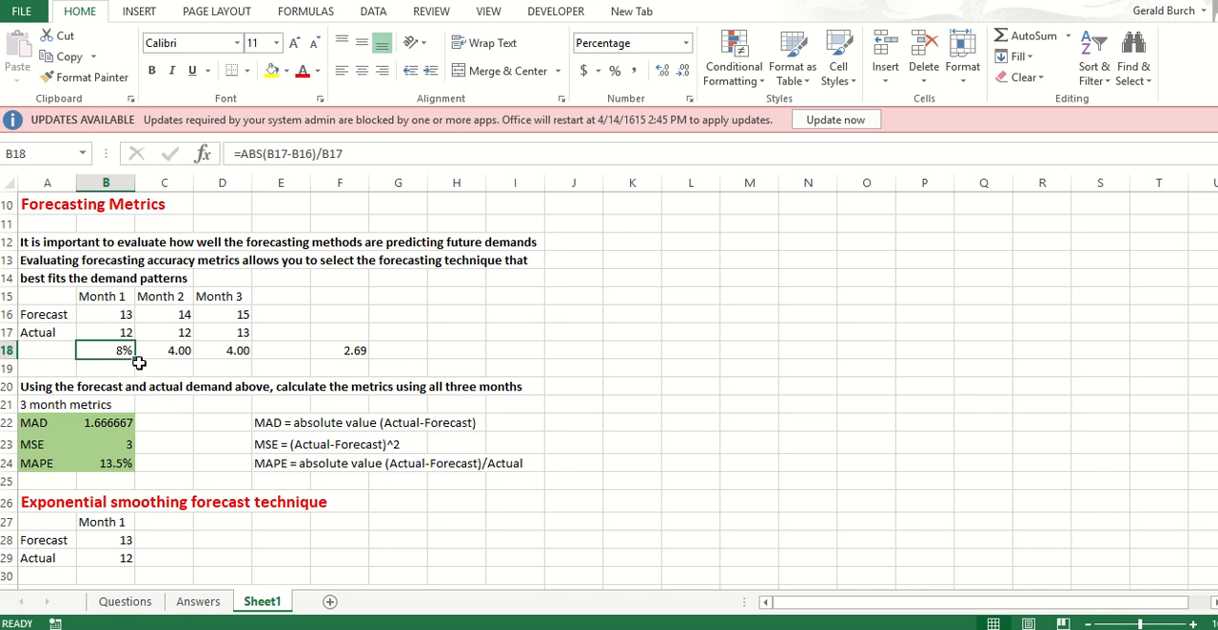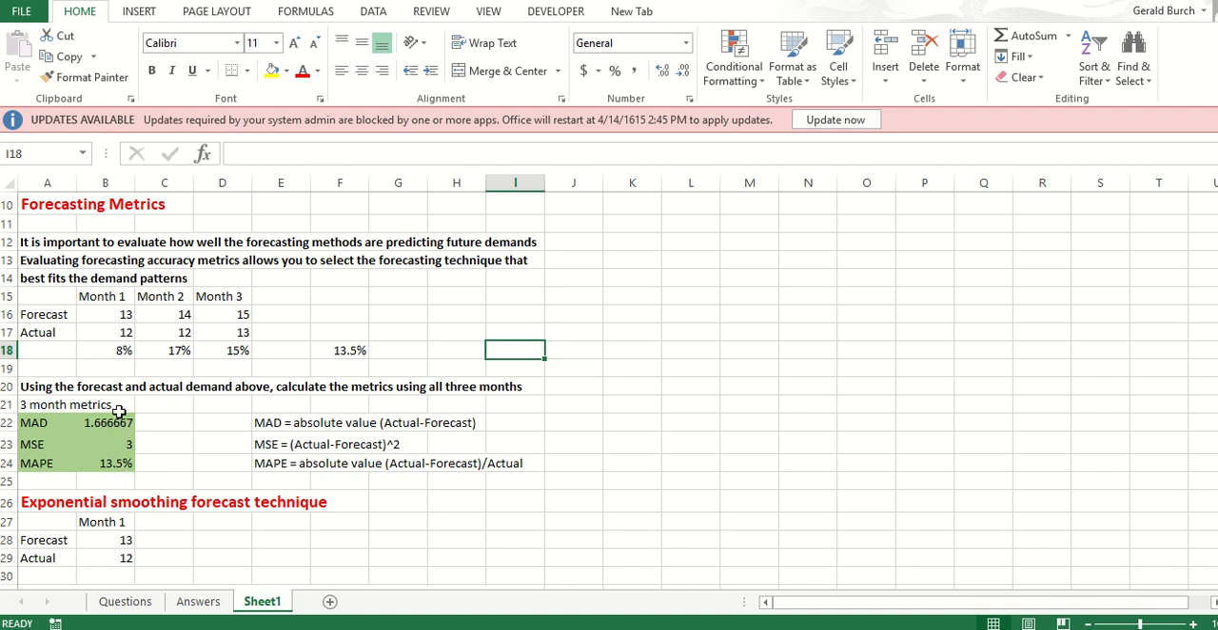Okay, so there's my MAPE for month 1. I'm just going to take and drag it across. There's the total for each one of them. I'm going to go ahead and expand this one digit so that you can see that the average MAPE for all 3 months is 13.5. That's how we calculate the forecasting metrics.